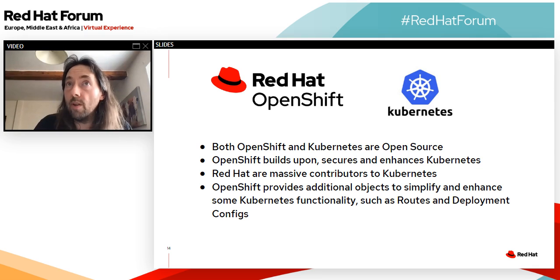We're not proprietary. Both OpenShift and Kubernetes are open source, and OpenShift builds upon, secures, and enhances Kubernetes. Red Hat are massive contributors to Kubernetes, and OpenShift provides additional objects to simplify and enhance some of the Kubernetes functionality, such as routes and deployment configs. So what we've done is we've extended the objects within Kubernetes. Using the new operator framework, this is easy.